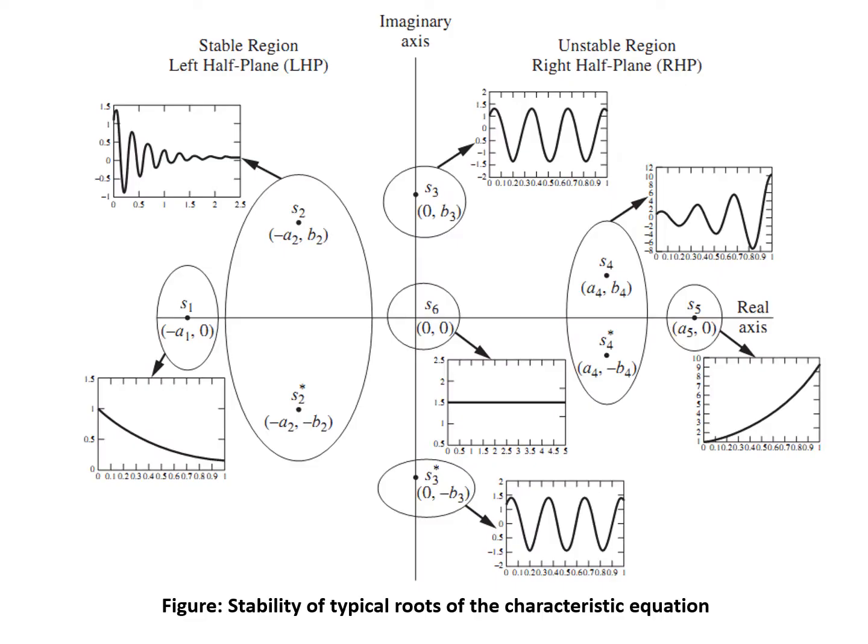And this is the complex plane that we can see here. Example of the complex plane: we can see that roots on the right are unstable, on the left are stable. On the axis, it depends. So we have seen that in our class before.